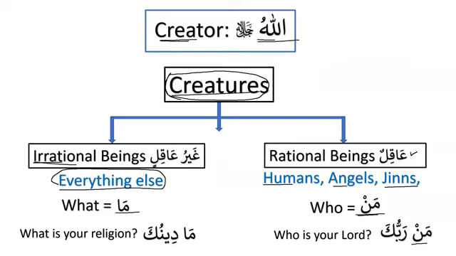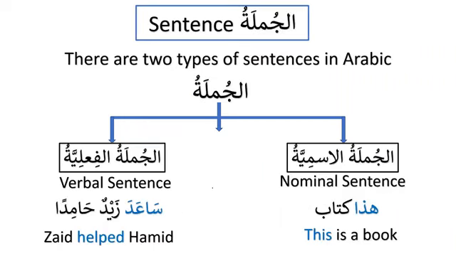So we will be talking a lot about aqilun wa ghayru aqilin. We will be talking a lot about that. So from today, inshallah, you should have a very clear concept about this. All right. So you remember we started with the alphabets, right? Then we talked about al-kalima, and subhanallah, today we have reached a stage where we are going to talk about al-jumlatu, a sentence. So now we will talk about complete sentences.